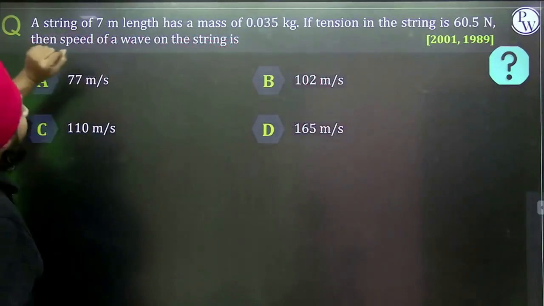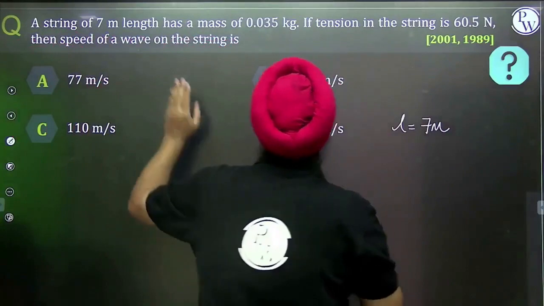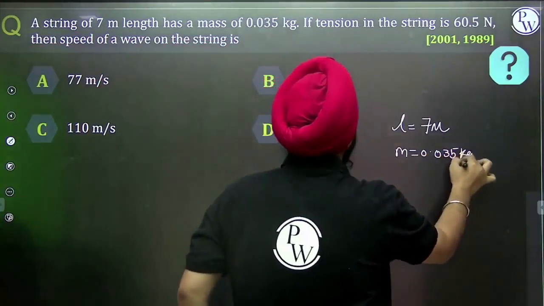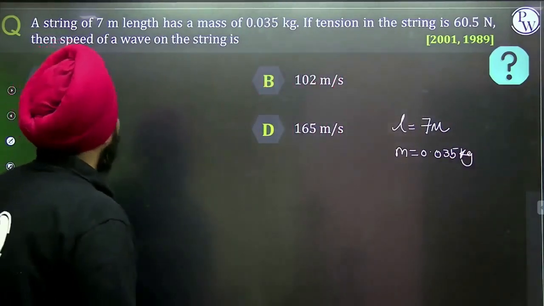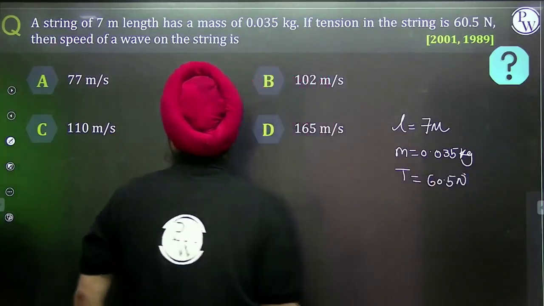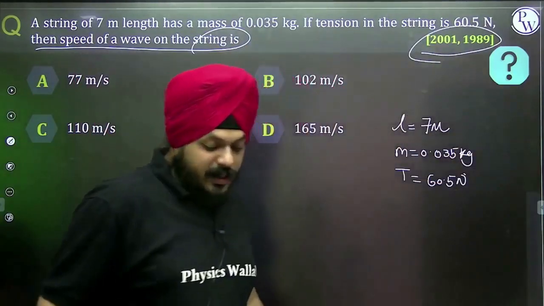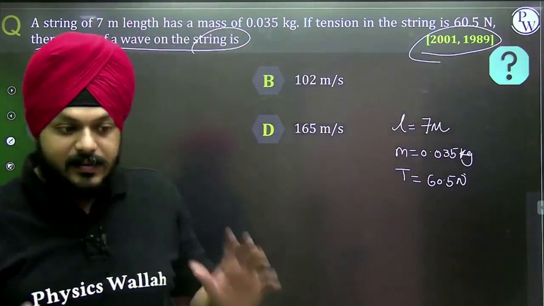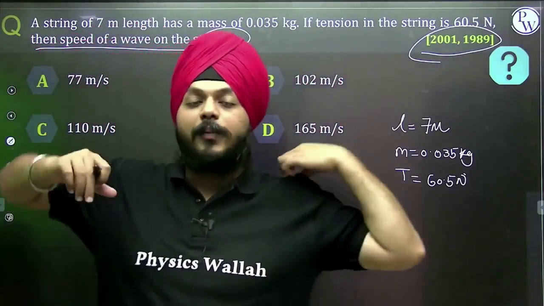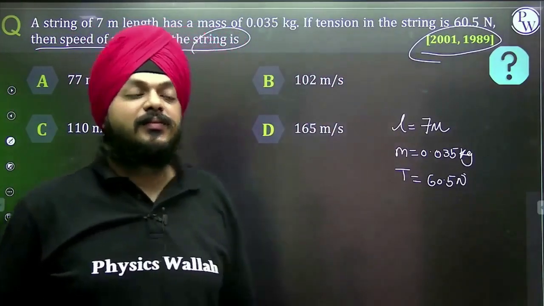Let's see. A string of length 7 meter. The mass of the string is 0.035 kg. If the tension in the string is T equal to 60.5 Newton, then the speed of the wave in the string is asked, in 2001 and 1989. See, in past years this kind of question is not asked, because in this chapter the Doppler effect and the cases of organ pipes play the most prominent role. But still we have to see this.